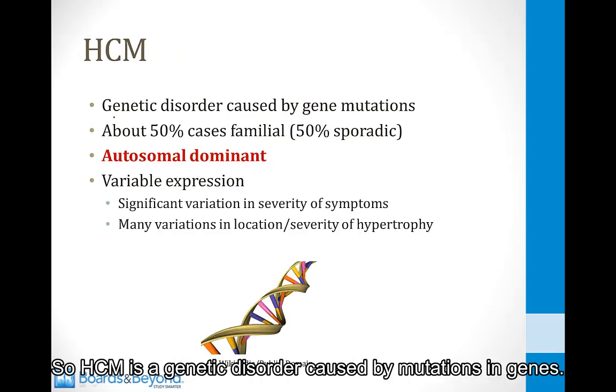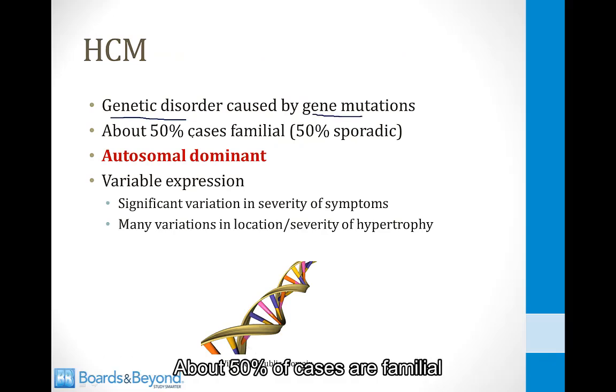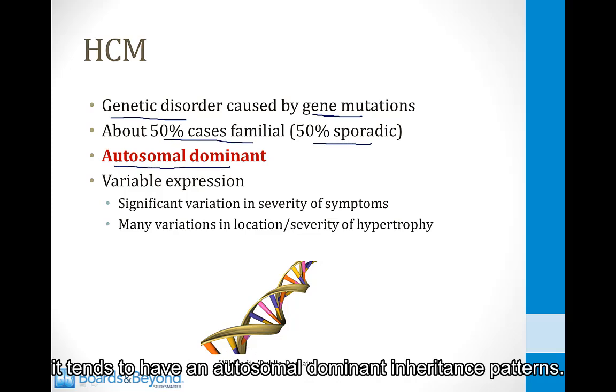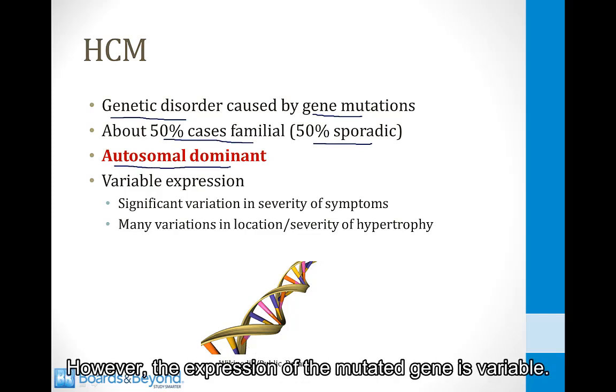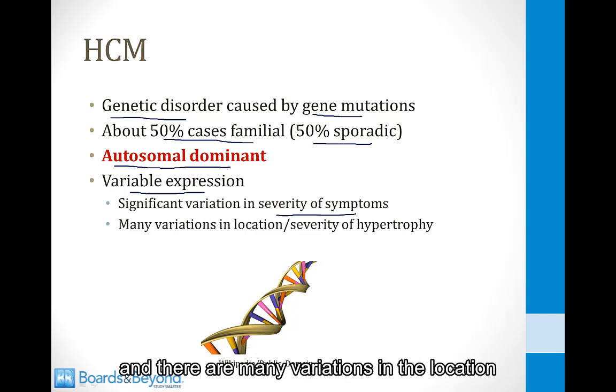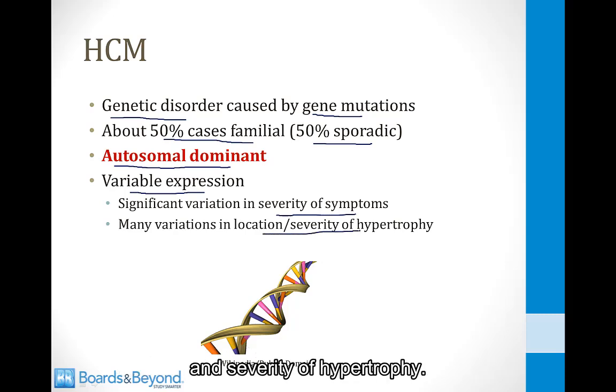So HCM is a genetic disorder caused by mutations in genes. About 50% of cases are familial and 50% are sporadic gene mutations. In the cases that run in families, it tends to have an autosomal dominant inheritance pattern. However, the expression of the mutated gene is variable, so there are significant variations in the severity of symptoms, and there are many variations in the location and severity of hypertrophy.